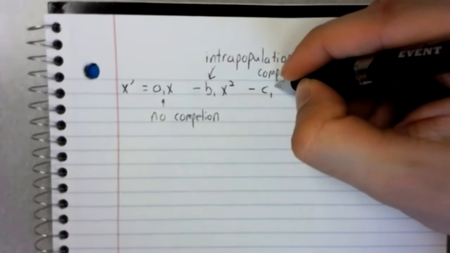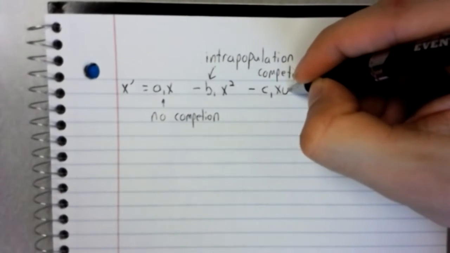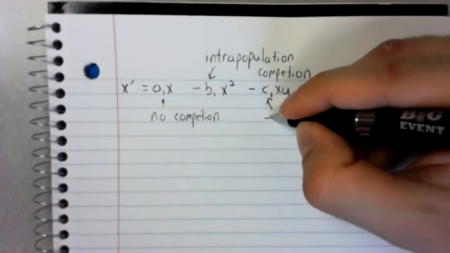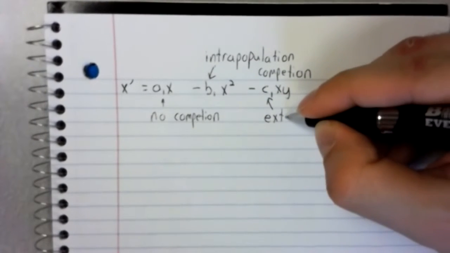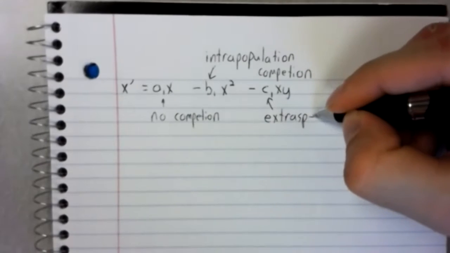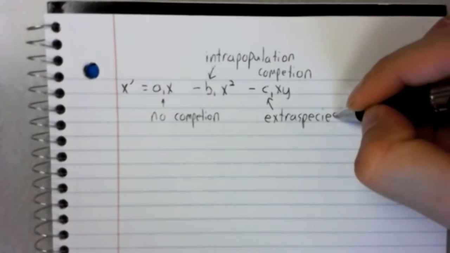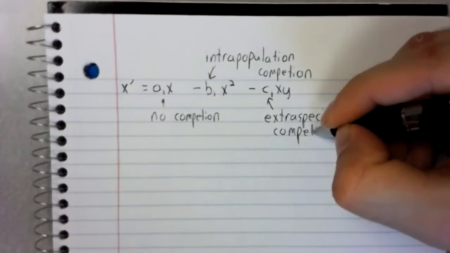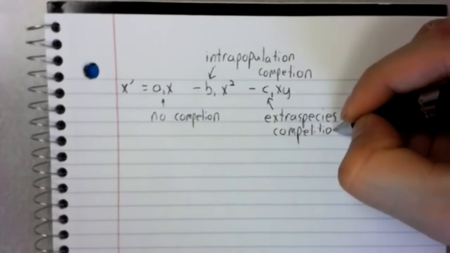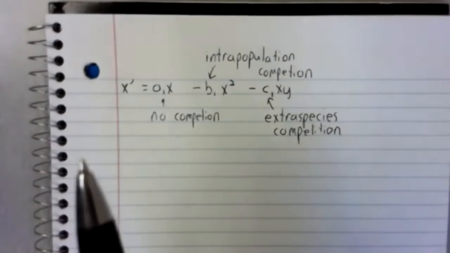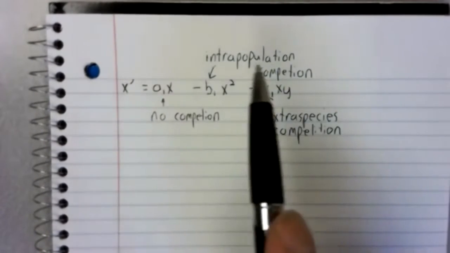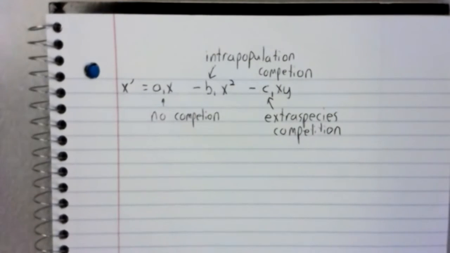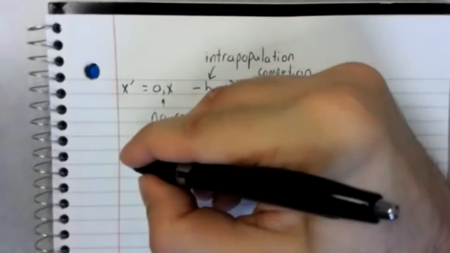This last term is also a competition term. It represents extra-species competition. The competition between species X and species Y for limited resources.